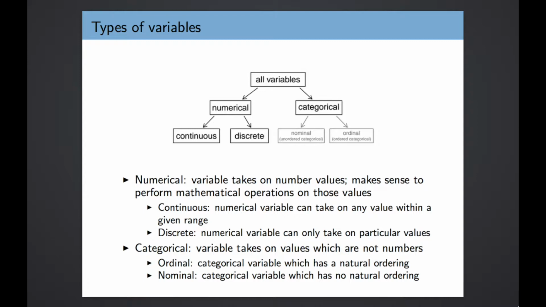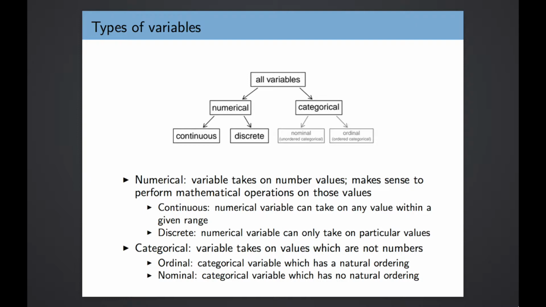There are two primary types of a numerical variable: a continuous variable, so a numerical variable that can take on any value within a given range, a potentially infinite number of values, and a discrete numerical variable which can only take on particular number values. We're going to go over some examples of these in just a minute.